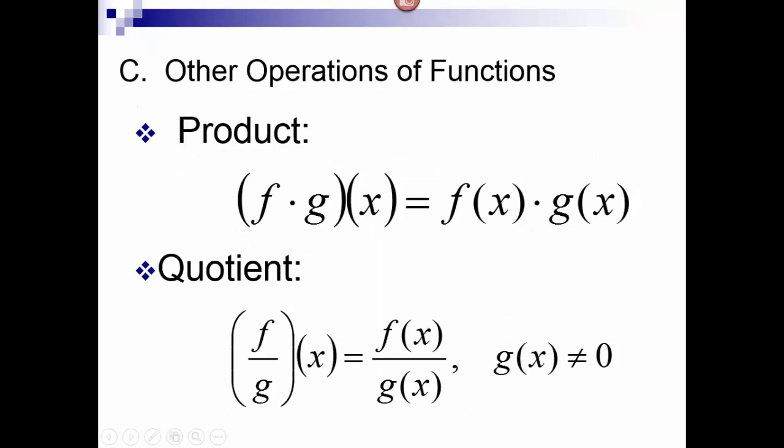Other operations of functions: you find the product and you multiply, which just means that you basically distribute, and then you combine your like terms where you have like terms. The quotient, when you're finding f of x divided by g of x: do they have any common factors? Then you can reduce. If they don't have any common factors, then you can't reduce.